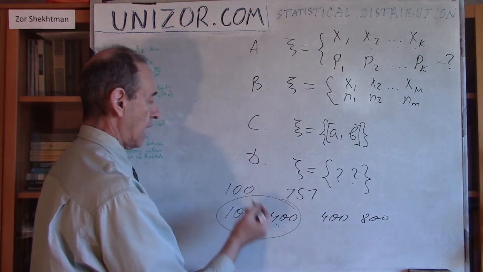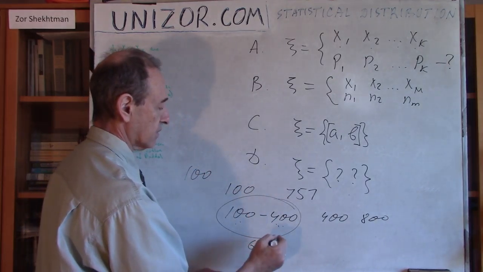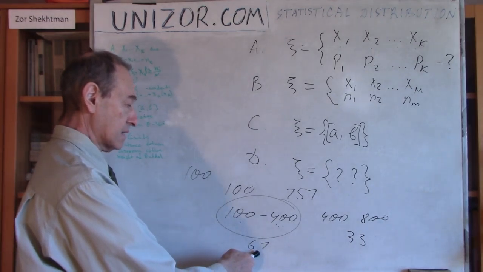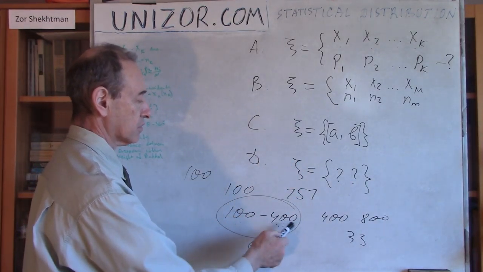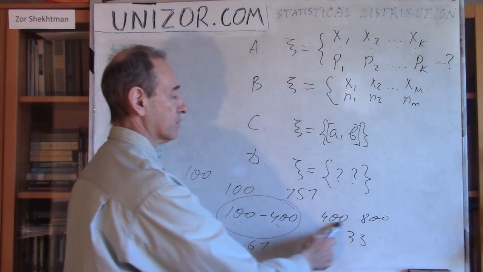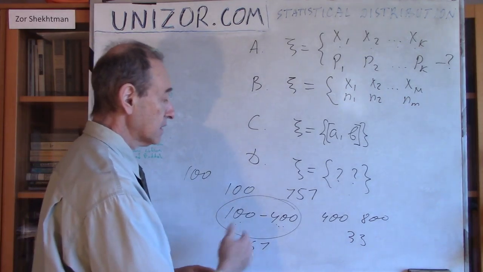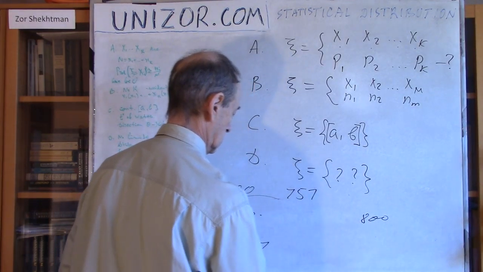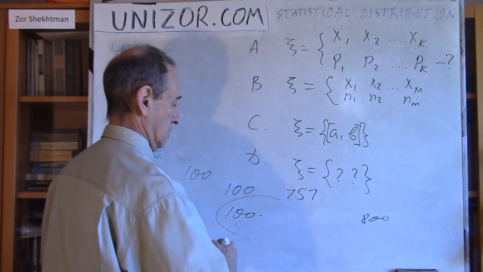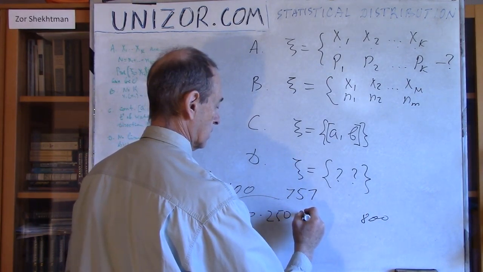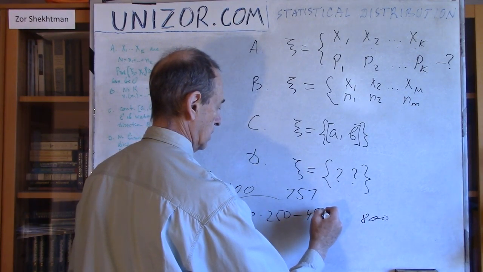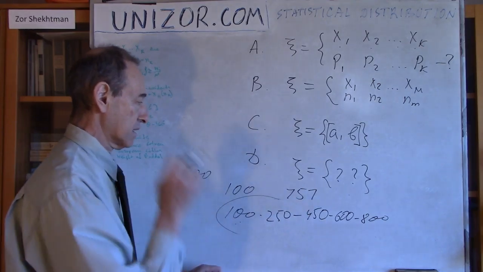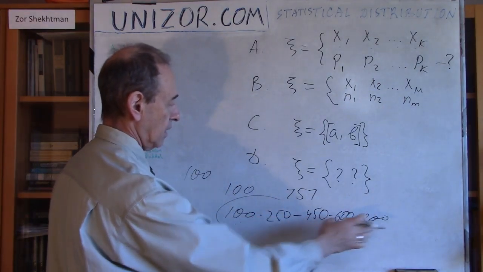Let's say out of 100 experiments, you will have 67 of these and 33 of these. So you can say that with probability 67%, your number of accidents would be from 100 to 400, and with probability 33%, it will be from 400 to 800. Now, if you divide it a little bit finer, let's say instead of 2, you will have 4. Like 250, then 250 to 450, and 450 to 600 and 800, something like this. It's not even. Probably it would be better if I have even numbers.